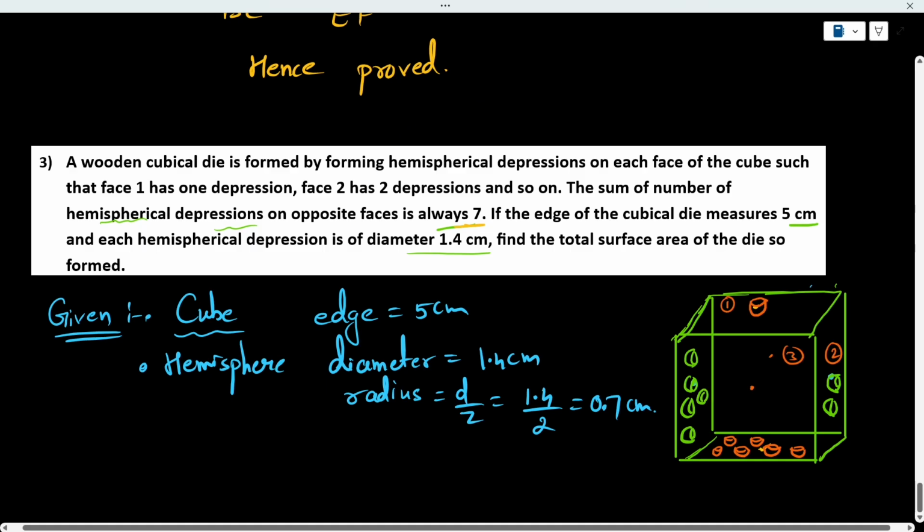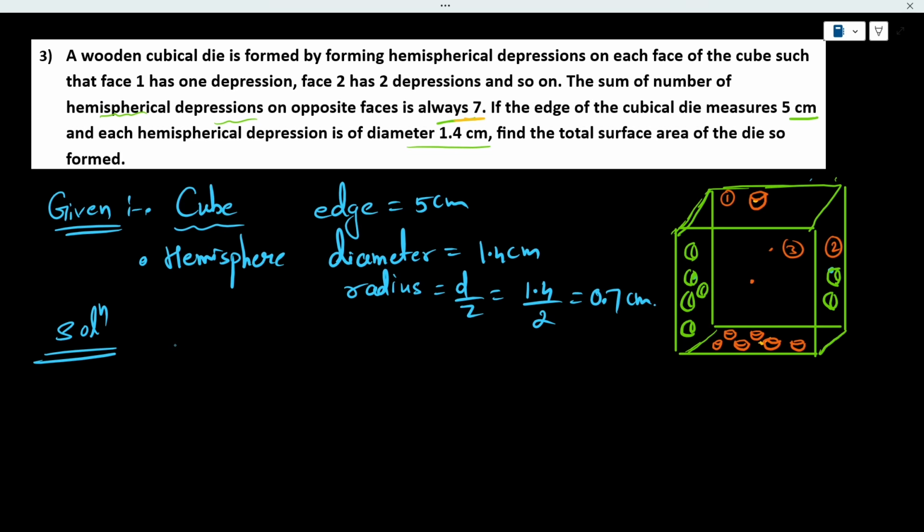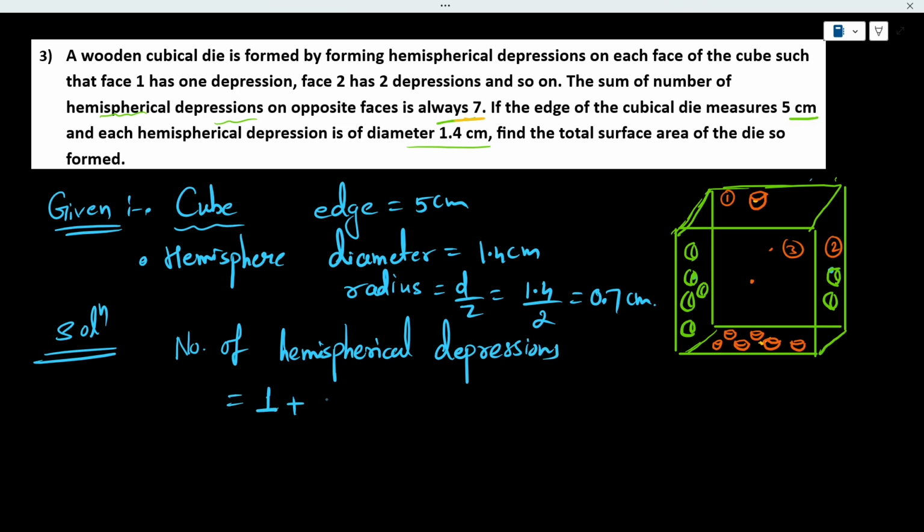So how are we going to solve it here? Now, how many faces are there? Because you need to find out the total surface area, right? So, for total surface area, first find out how many hemispherical depressions are there. So here you can write down the number of hemispherical depressions. So the first face opposite is going to be 6.